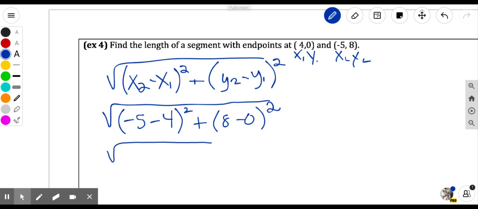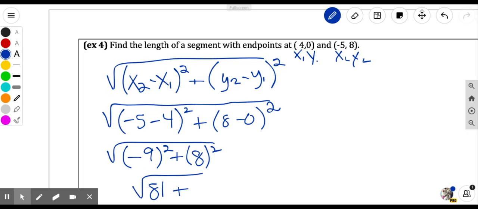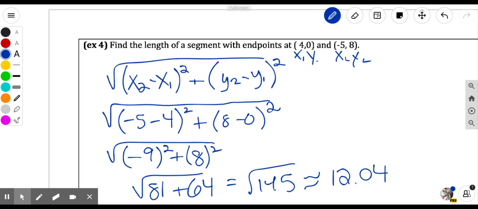Now we simplify. So -5 minus 4 is -9. And then 8 minus 0 is 8. Oops, I forgot my squared. Don't do that. Okay, so now -9 squared is positive 81. 8 squared is positive 64. So we'll add these together and we get the square root of 145, which if you put it in your calculator is around 12.04. So there's example 2.